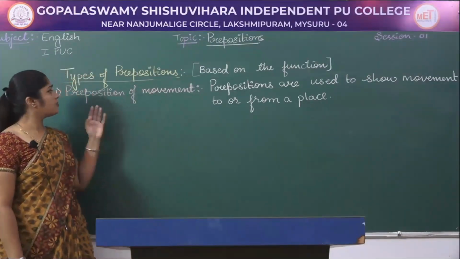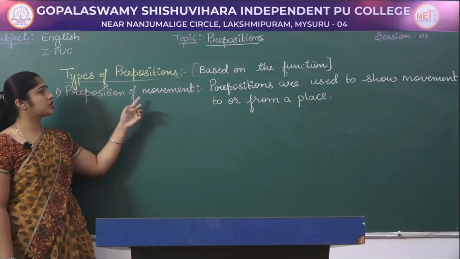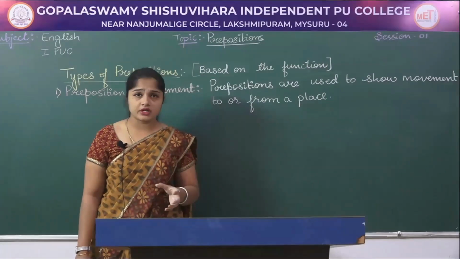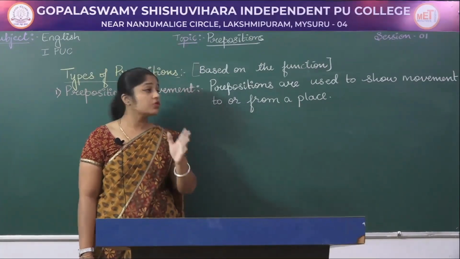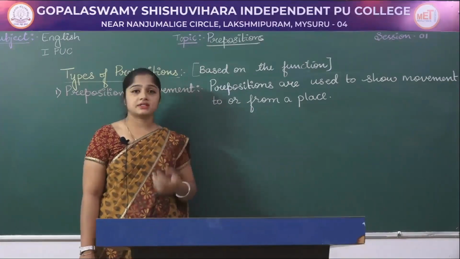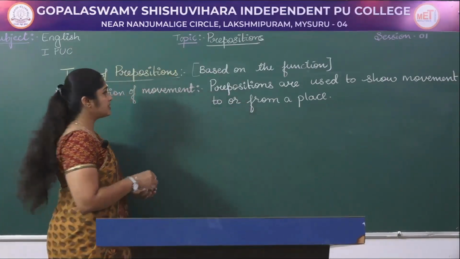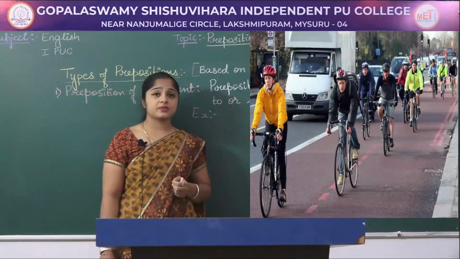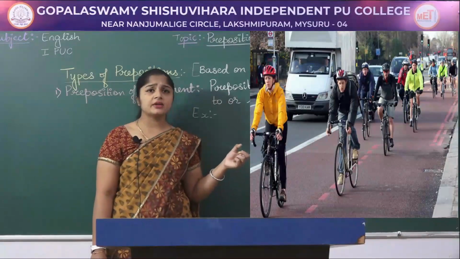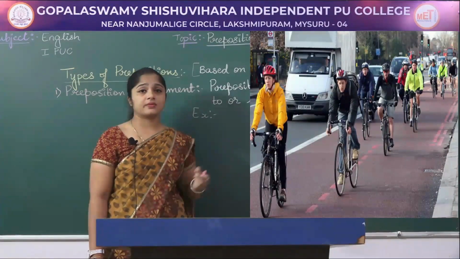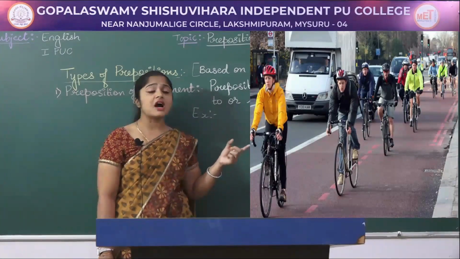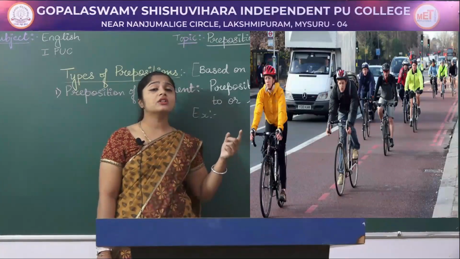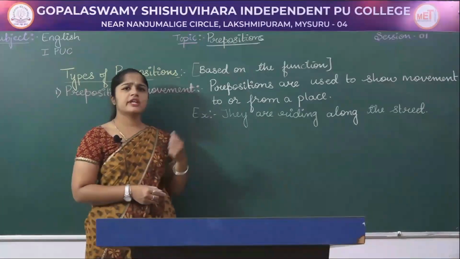The next type of prepositions are prepositions of movement. These prepositions of movement are used to show movement. They show the movement to or from a place. We'll see some examples. Look at this picture. What does this picture say? Here we can see some cyclists, they are riding. These cyclists are riding along the street. So, along the street.